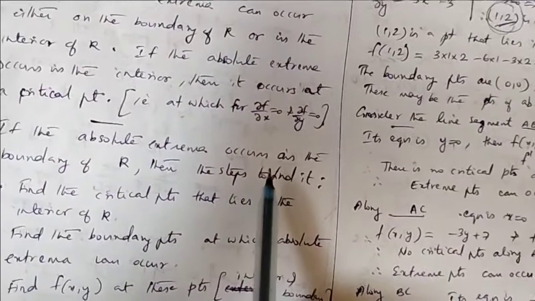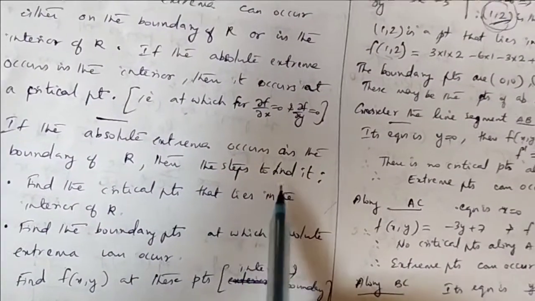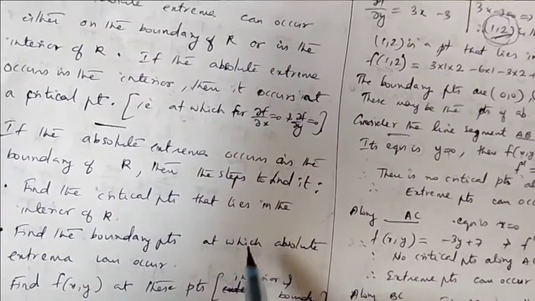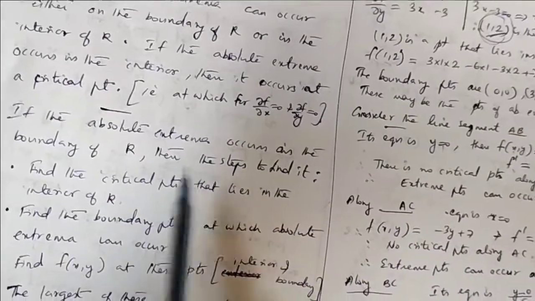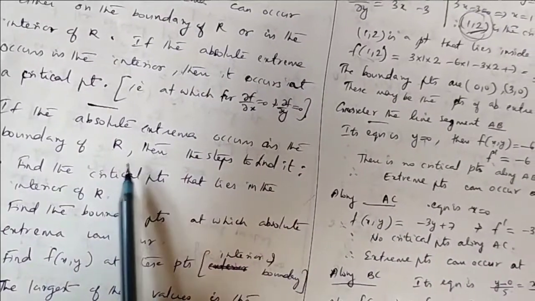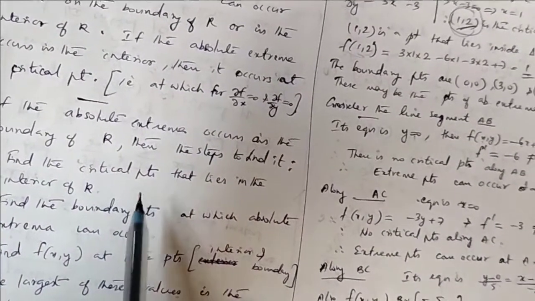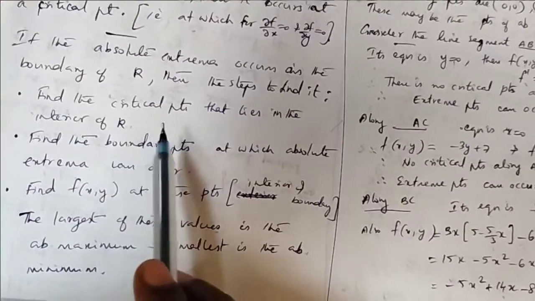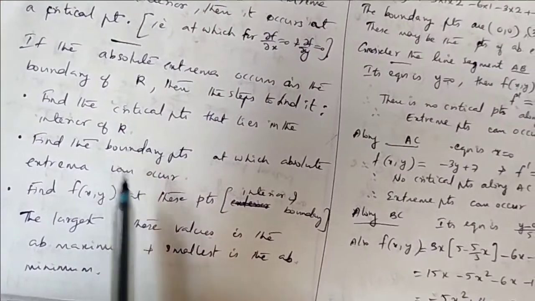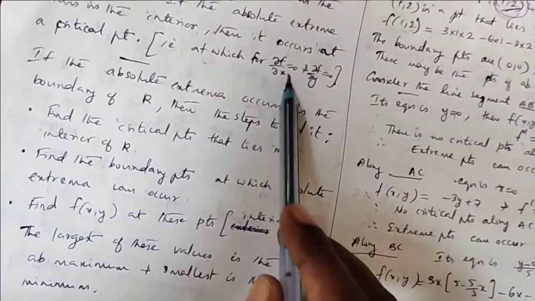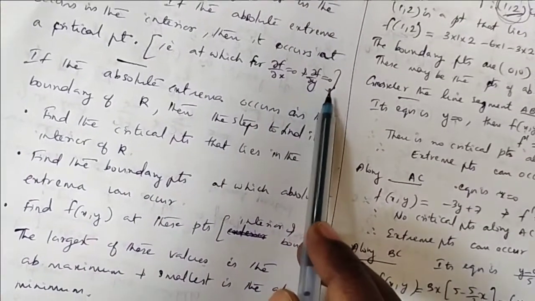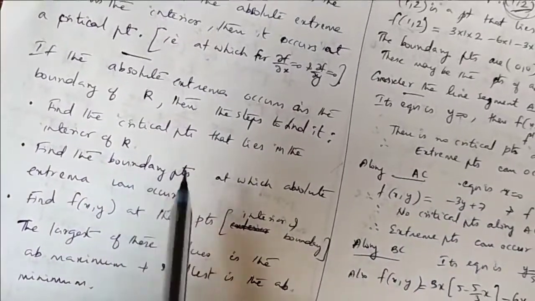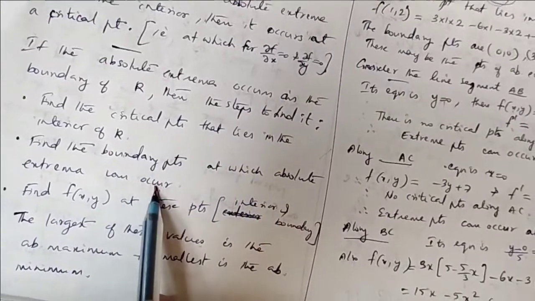If the absolute extrema occurs on the boundary of R, then which are the steps? First of all, find the critical points that lie in the interior of R, that is, ∂f/∂x equal to 0 and ∂f/∂y equal to 0. Then find the boundary points at which absolute extrema can occur.